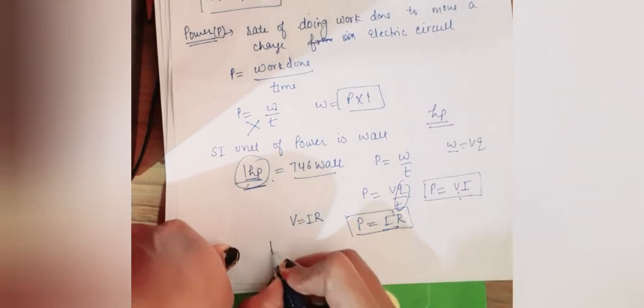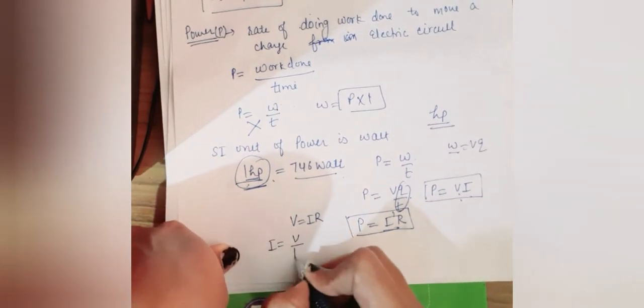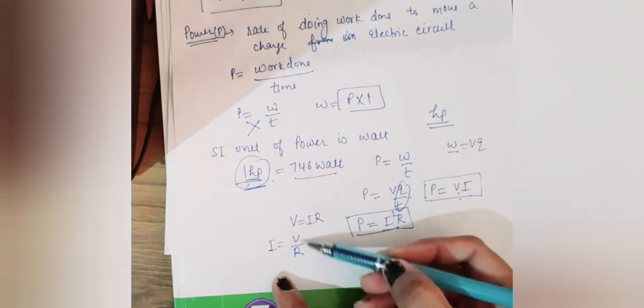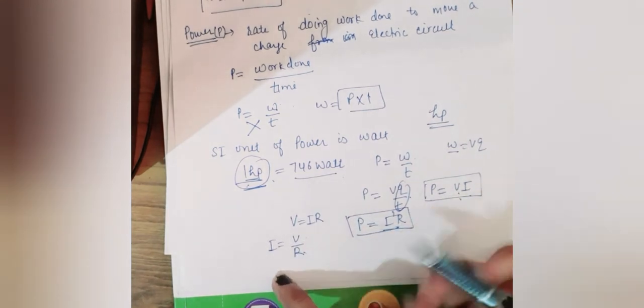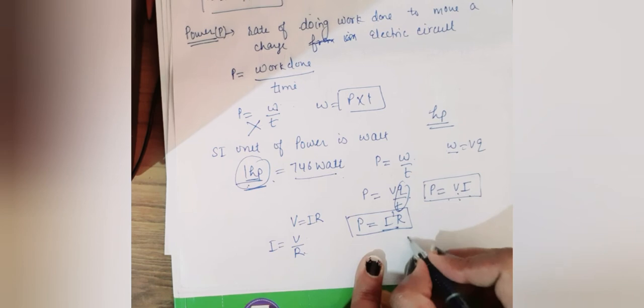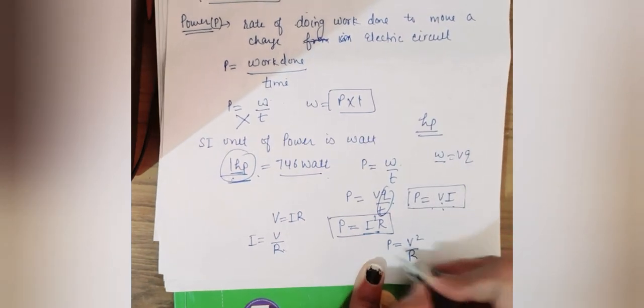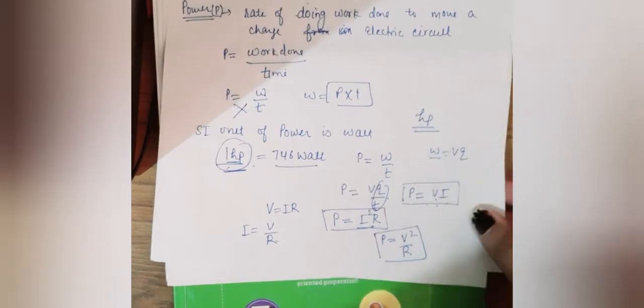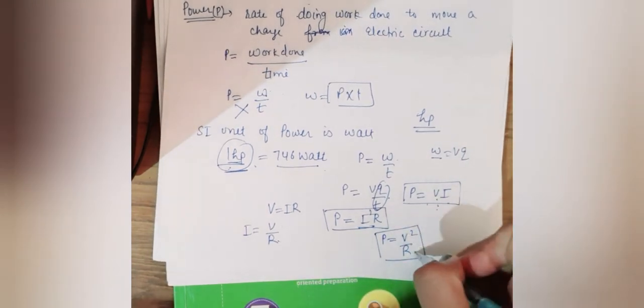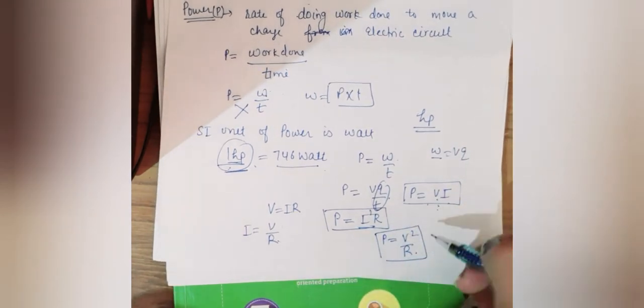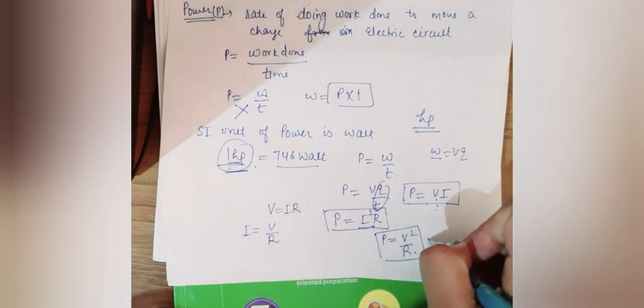Then I can also be written as I is equal to V upon R. So we can put the value of I here, then we can calculate P is equal to V square upon R. These various formulae we have derived are used in power calculation numericals.